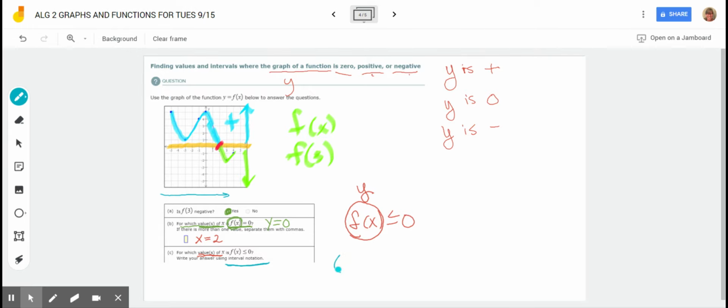So the first x that we have that's going to give us a value for y is -5. And then the last x is going to be 2. But remember, 2 is also the 0 point, so it says equal to 0.